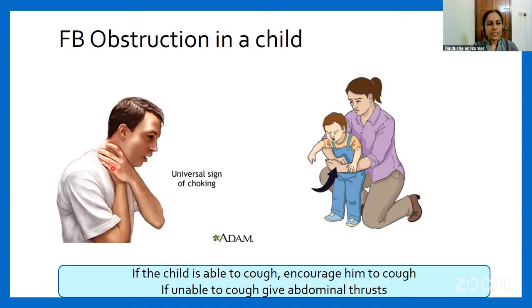The picture that is shown here is the typical universal sign of choking. You can see that the person is holding on to the throat. He won't be able to speak at all, because if there is a foreign body sitting in the throat, you won't be able to speak at all. So whatever be the age, this will be the sign of choking. Whatever be the age above infancy, the procedure that we have to do is the abdominal thrust. So that is how we expel a foreign body.